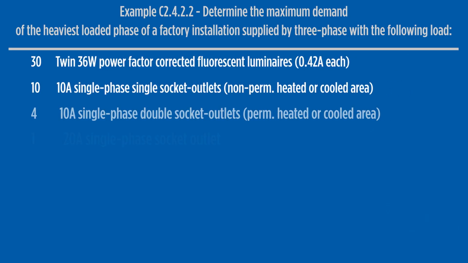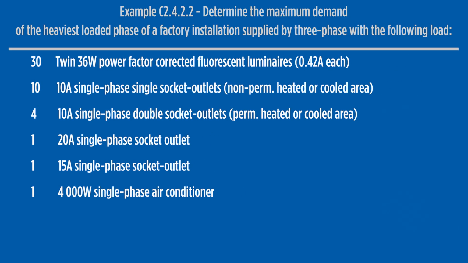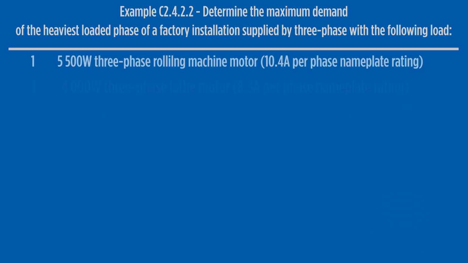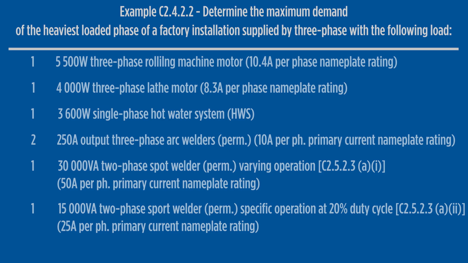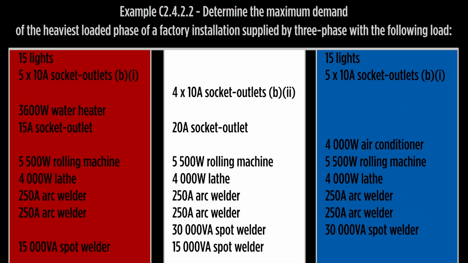It is evident from the load group list that the factory consists of both heated and cooled and non-heated and non-cooled areas, as both socket outlet load groups B1 and B2 are present. This installation would typically represent an office and workshop area within the same building. Now, let's start looking at our load groups and load allocations, adding calculated values as we progress.